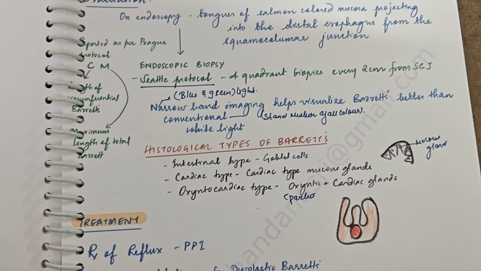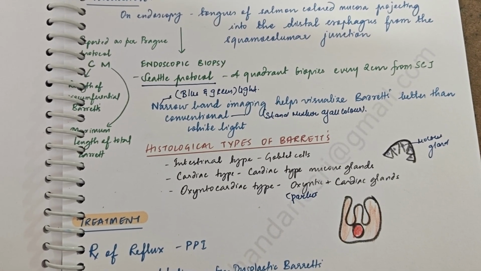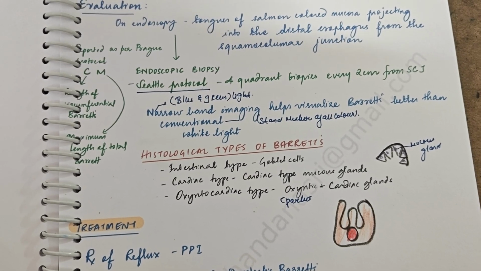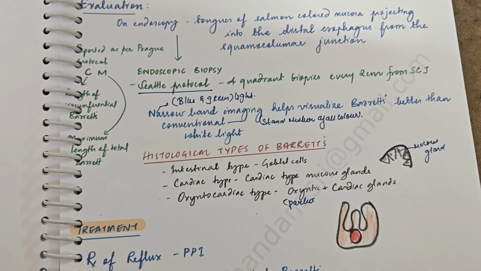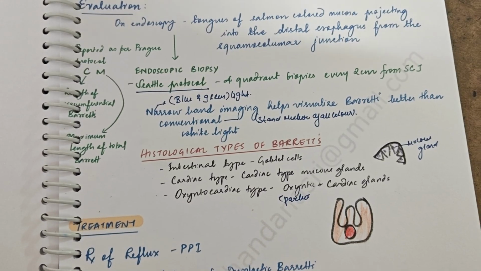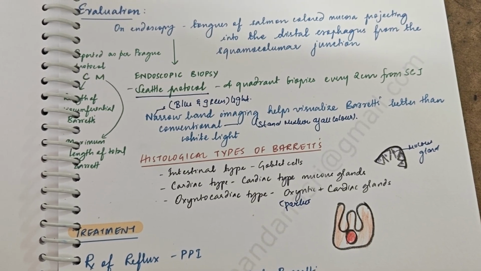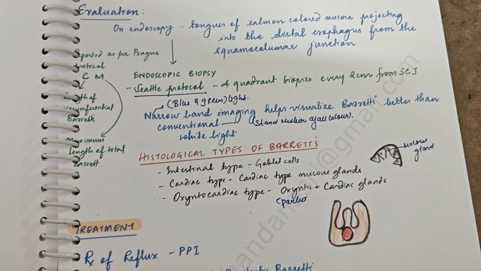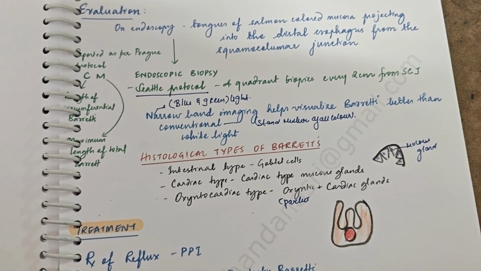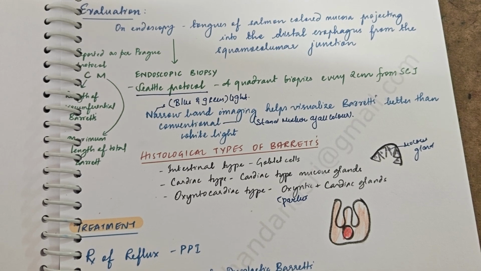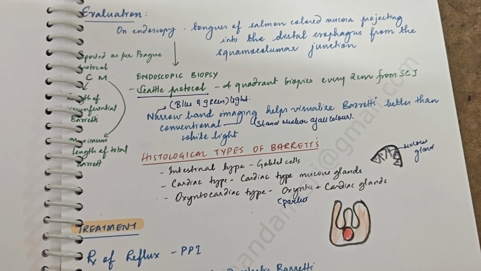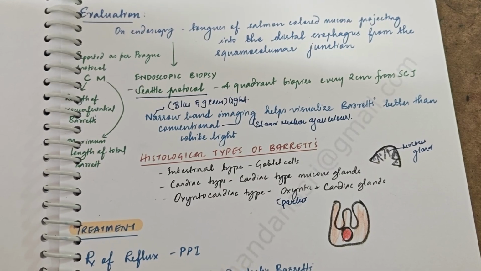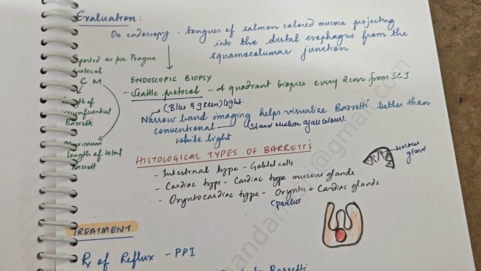We should also understand the Seattle protocol. What is the Seattle protocol? We take 4 quadrant biopsies every 2 centimeters from the squamo-columnar junction. Also understand that narrow band imaging helps visualize Barrett's esophagus better than conventional white light, because blue and green colors are very important for visualizing Barrett's.